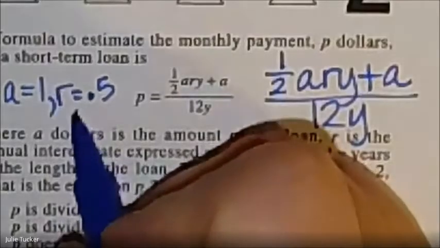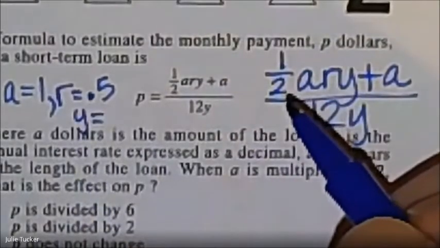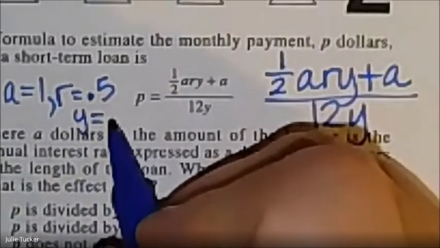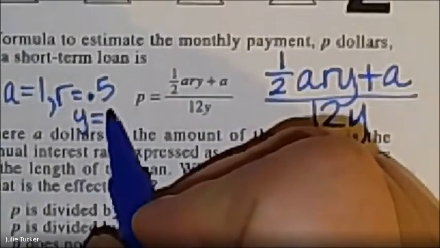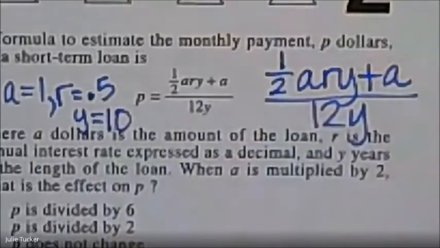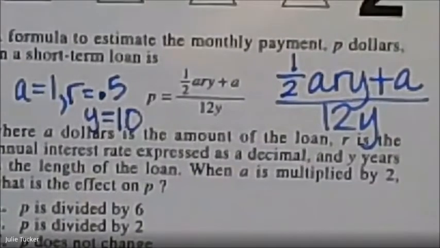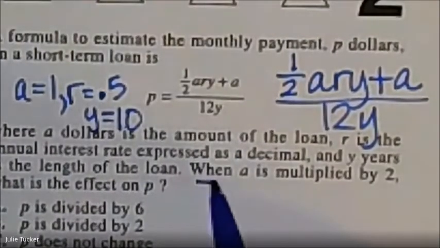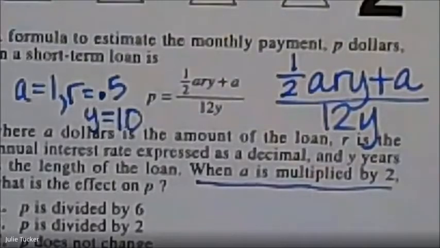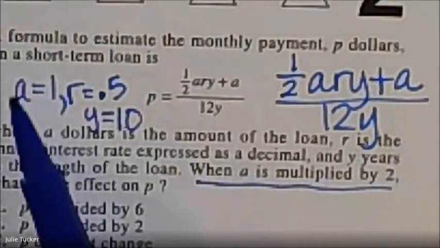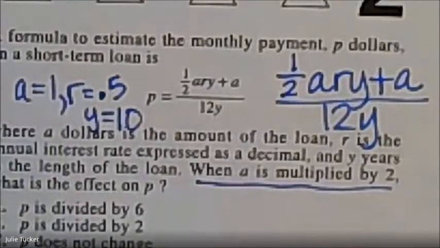And then Y is the number of years. So let's go with Y equals, I don't know, it doesn't really matter. 10. We'll go 10. So the first time we do it, we're going to do with that. Then they want to know what's going to happen if A gets multiplied by 2. So the second time we do it, we're going to change the A to what number? Good. You got the idea.